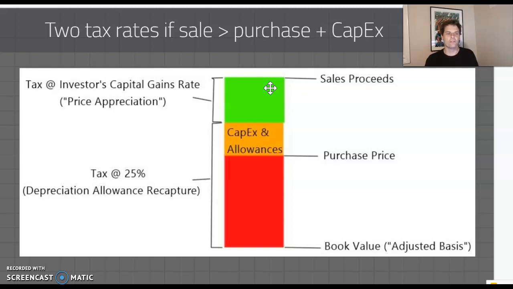Therefore, although it looks like you're paying a lot of tax here at the end, it's a lot better to pay a lower rate of tax at the end of our investment than to have had to pay the tax distributed through the entire investment period.